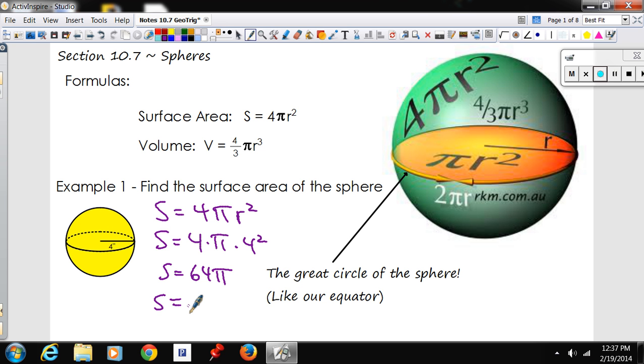And let's see what we get. 64 pi. We get 201.06. And that would be in square inches, because we're talking about surface area. If you miss anything, of course, you can go back online later and get it off the video. I'm going to go ahead and keep moving so that we can try to finish.